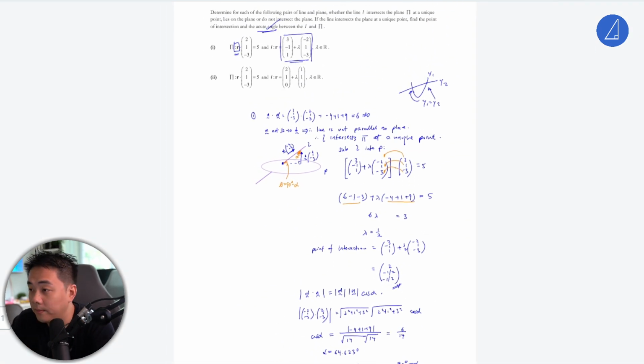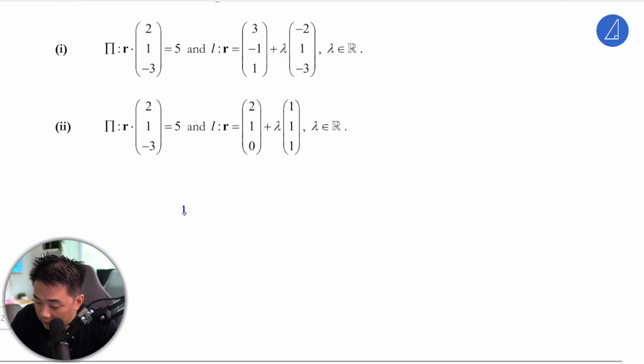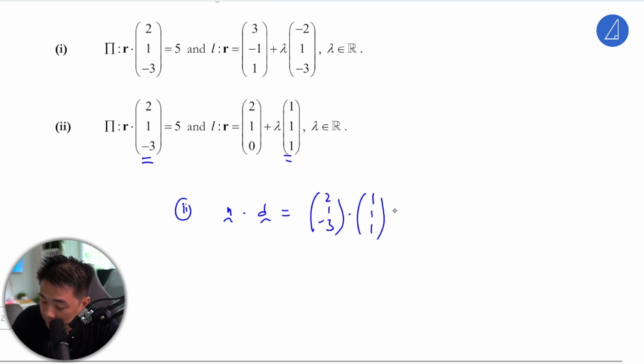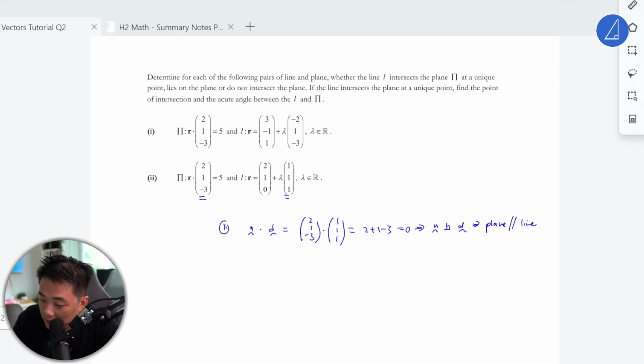So let's look at the second one. For the second one, same thing. You just dot them. To dot the normal and the direction, we take minus 3 and get 0 here: 2 plus 1 minus 3 equals 0. So since the dot product is 0, n is perpendicular to d. If n is perpendicular to d, it means the plane is parallel to the line. Okay, so that's the crux of it.